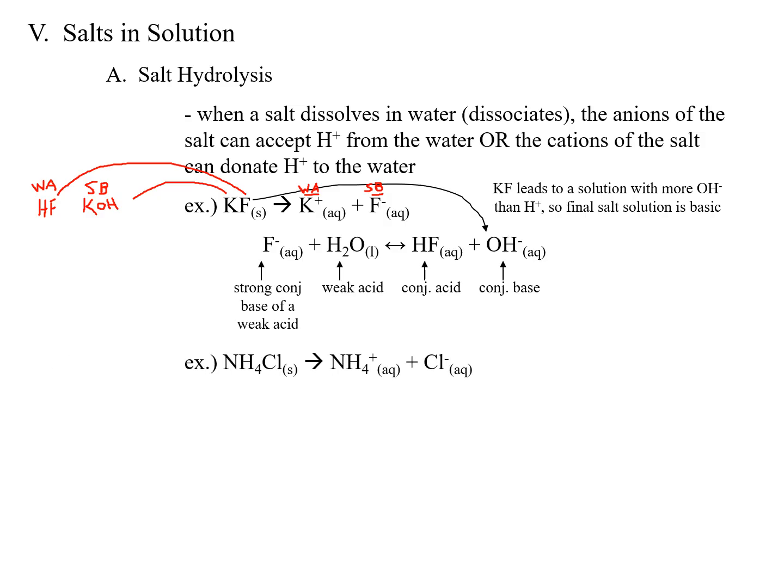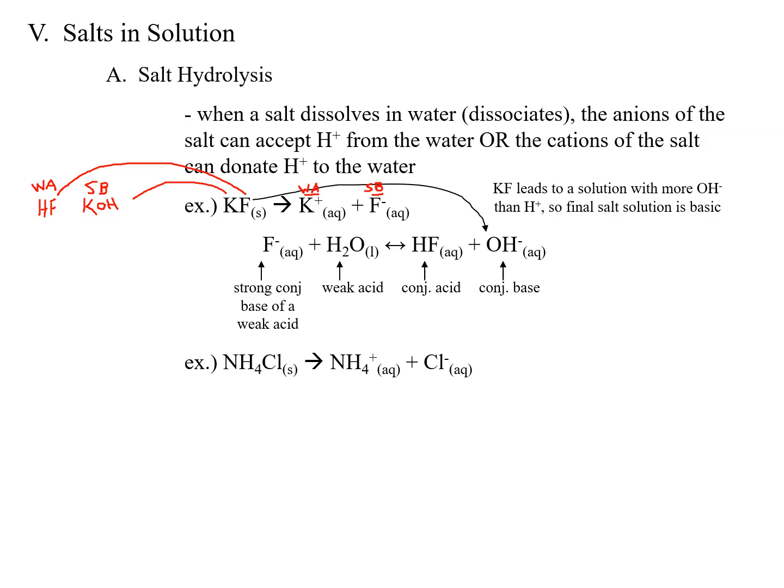Now let's take another example. You have some ammonium chloride, NH4Cl. If you put ammonium chloride in water, it will dissolve and dissociate into its two ions, NH4 positive and Cl negative. Now we have to think about where those came from. NH4 positive is a conjugate acid, because it's got an extra H that it could donate. So that means it must have come from a base. What's the original base of NH4 positive? It would have been NH3.